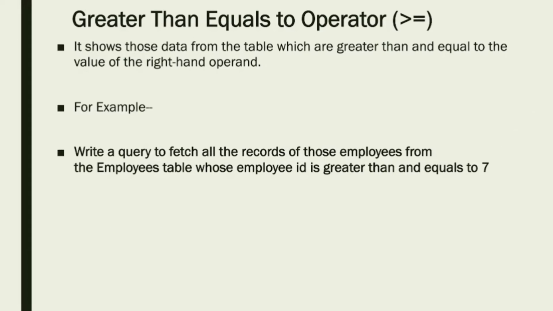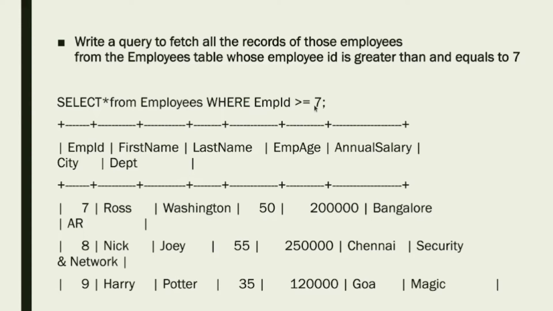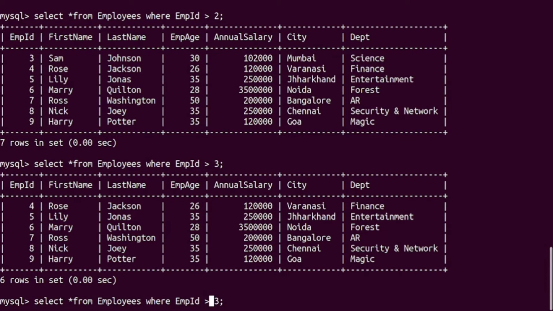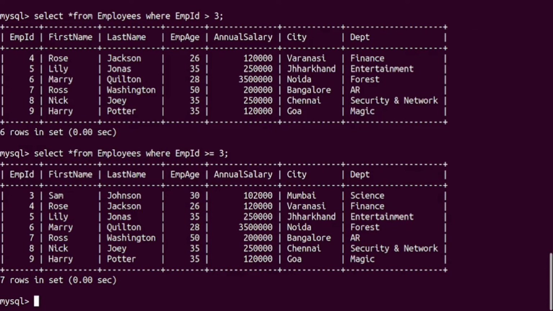The greater than equal to operator shows those data from the table which are greater than and equal to the value of the right hand operand. For example, write a query to fetch all the records of those employees from the employee table whose employee ID is greater than and equal to 7. Just write in the terminal: SELECT * FROM employees WHERE employee ID greater than and equal to 3. It will show all the data greater than 3 including 3, because we are using equal to here.